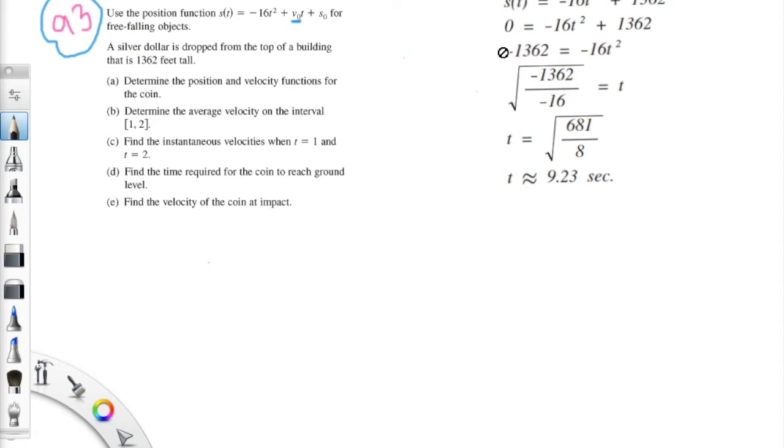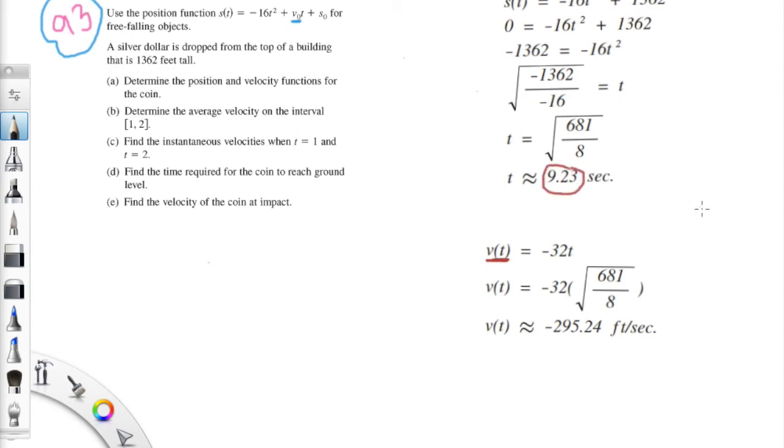So basically you take the time from part D and then you plug it into the velocity and time equation for part E because it's at impact, so it's at that instant. So my work for part E is right here. I used the velocity and time equation, and you don't want to plug in the approximated value because the exact answer for the velocity will be wrong, and so you want to plug in the square root of 681 divided by 8 right here.